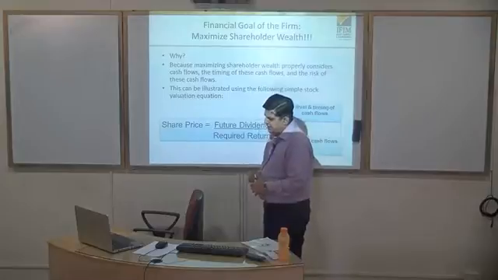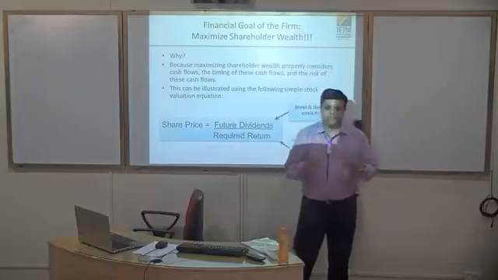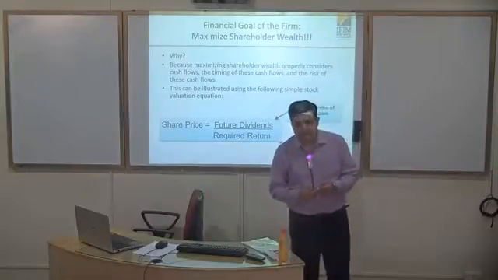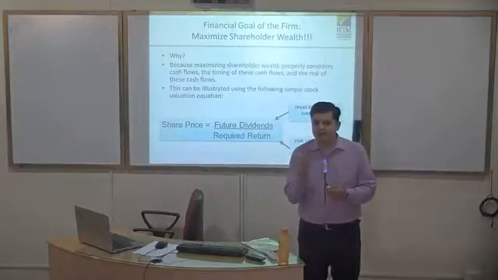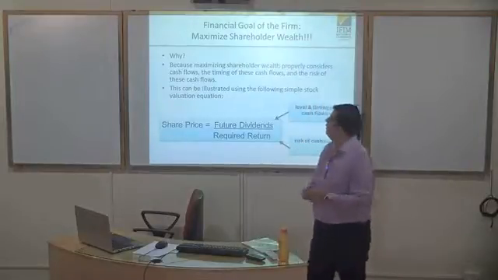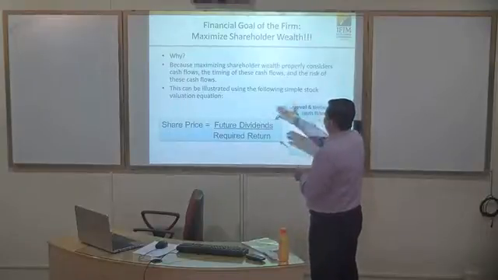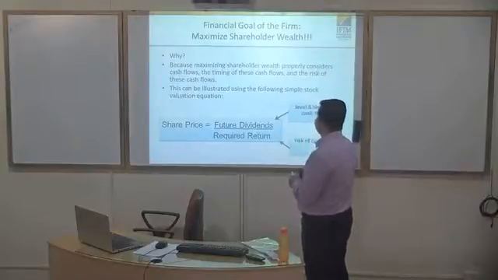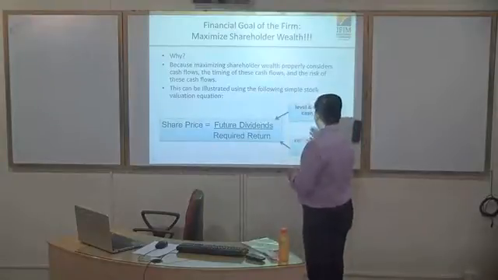The financial goal of the firm is maximizing shareholders' wealth. Why is it important? Because shareholders are the owners of the company. They have given their money to run our business. As a manager, I should understand this and be ethically involved in maximizing their wealth, because maximizing shareholders' wealth properly considers cash flows, the timing of these cash flows, and the risk of these cash flows. This can be illustrated using the following simple stock valuation equation: future dividends divided by required return, which captures the level, timing and risk of the cash flows.